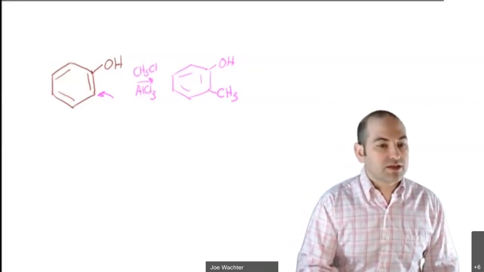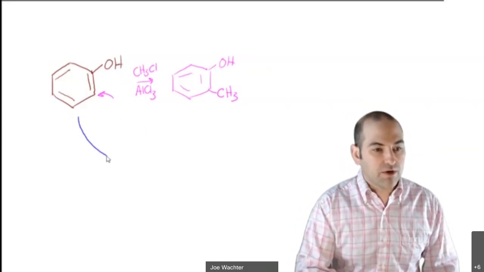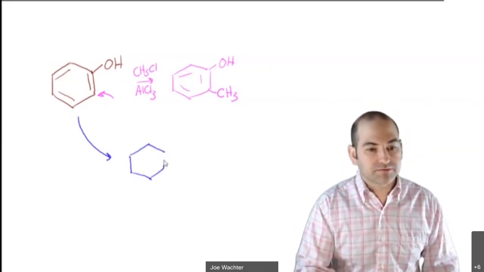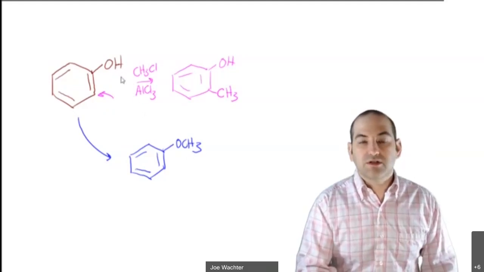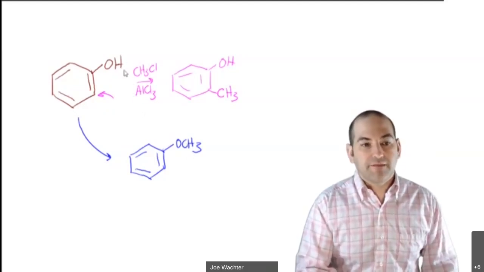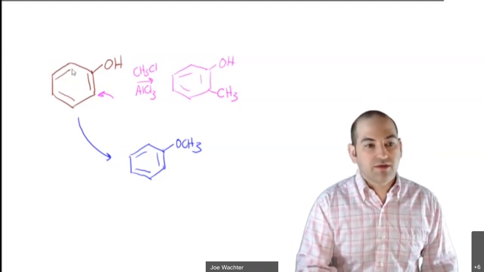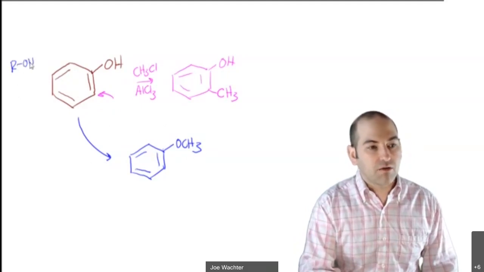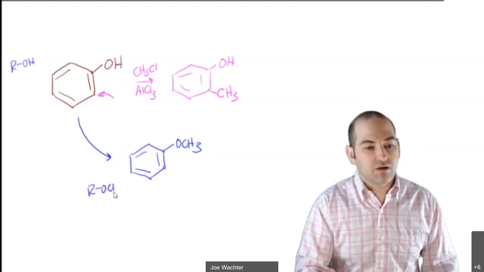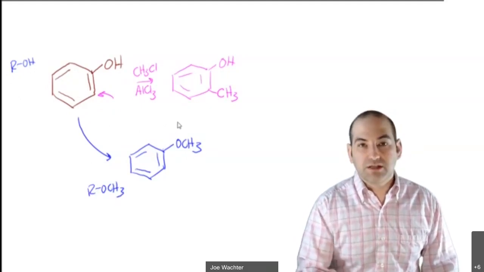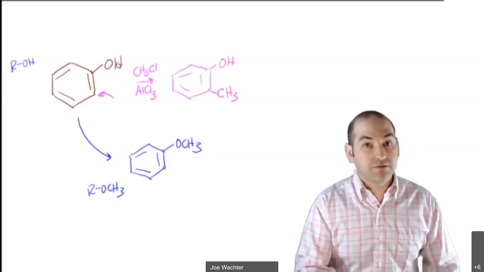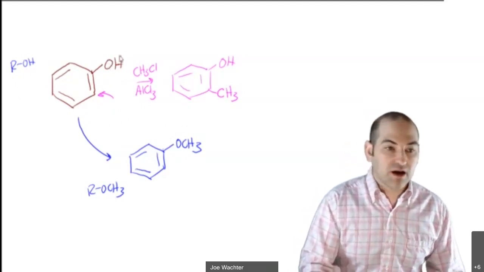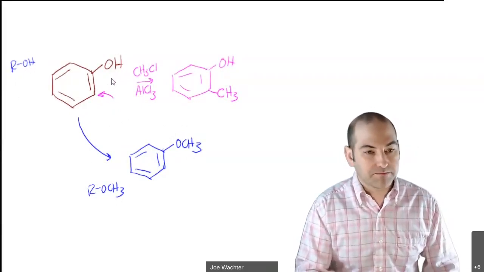But let's say instead that wasn't what we were after. Instead, we wanted something like this. So we're adding the CH3 to the oxygen, not to the benzene. That's a very different kind of reaction. The fact that there is benzene here no longer matters, right? This could be anything. This could be ROH, and this could be ROCH3. The fact that it's a benzene ring really doesn't influence this at all, except it makes the OH a little bit more acidic. But you can still do this.